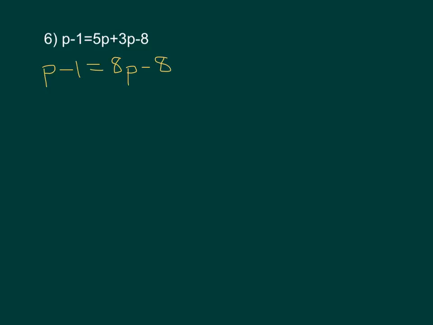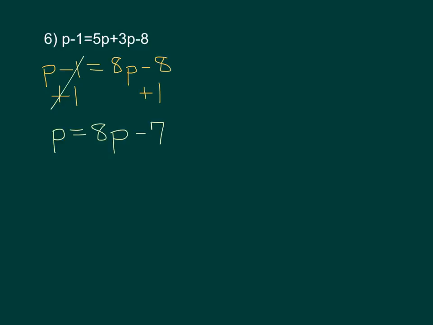So first, I'm going to decide to add the 1. The reason why I do this is because I want to move this 1 and combine it with this -8. A -1 plus 1 is going to cancel. So I'm going to be left with p equals 8p, and then -8 plus 1 is -7.